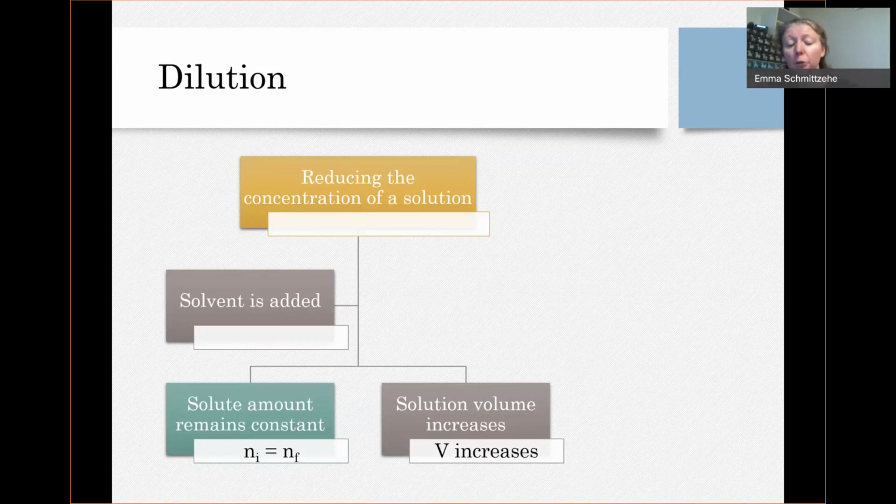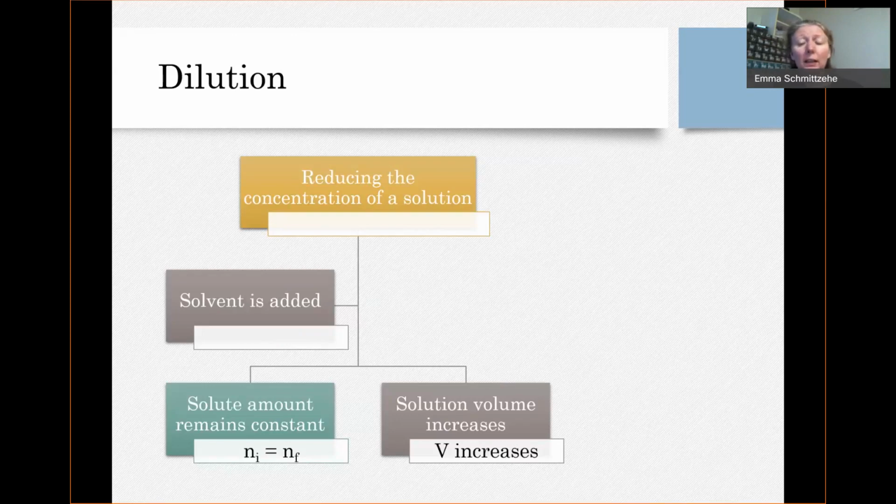But on the other hand, if you're doing a dilution, that means you already have a solution, but it's too concentrated. And a dilution is the act of reducing the concentration of a solution. To do this, you add solvent. And when you add solvent, of course, the solution volume is going to increase, but the amount of solute that's in there stays the same. That remains constant. So you're adding solvent, thereby the solution volume is increasing, but the solute remains the same because you're not adding or taking anything away.